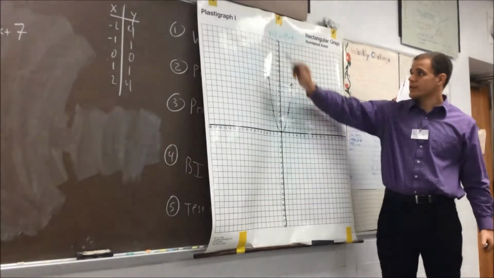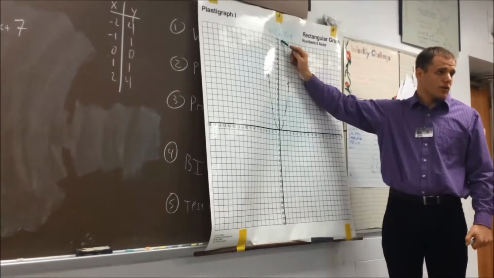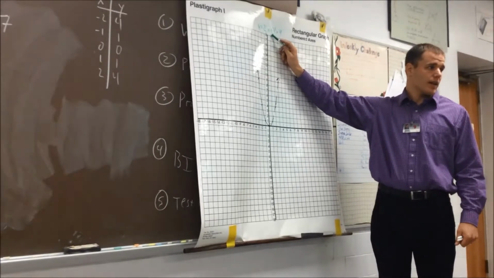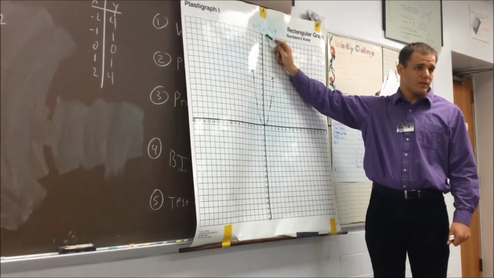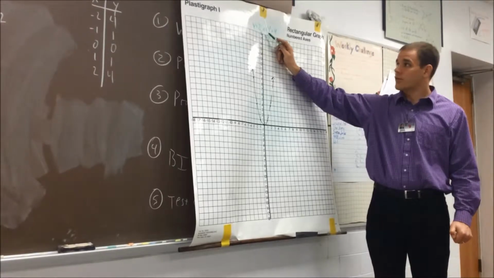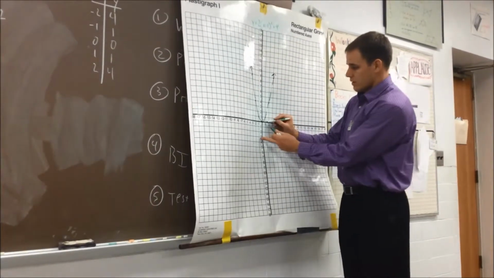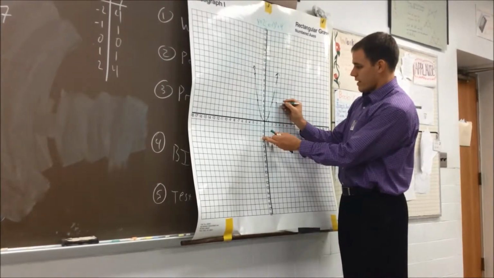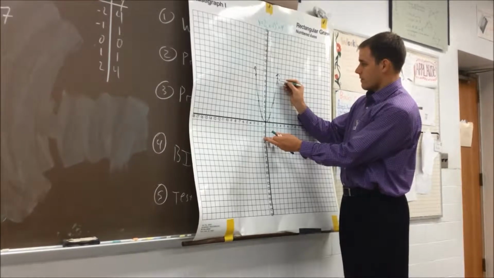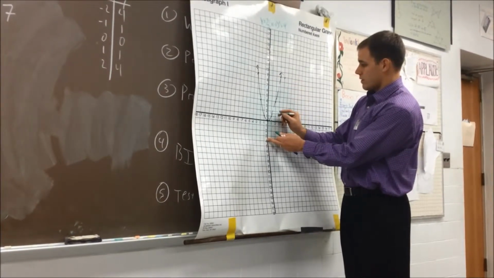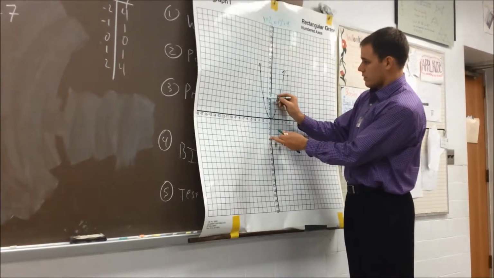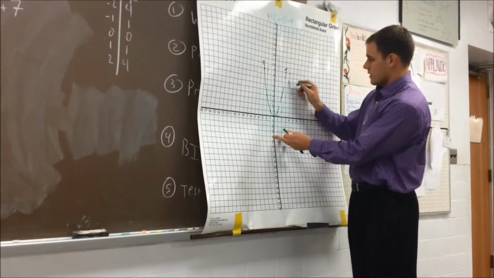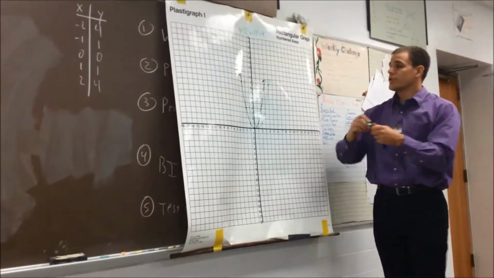So the first thing I have to do here with the -1, always start inside the parentheses, work out, order of operations. Start inside the parentheses here, and where do I move it? To the right or to the left? Right. To the right one. So it would be here. That's our intermediate one.